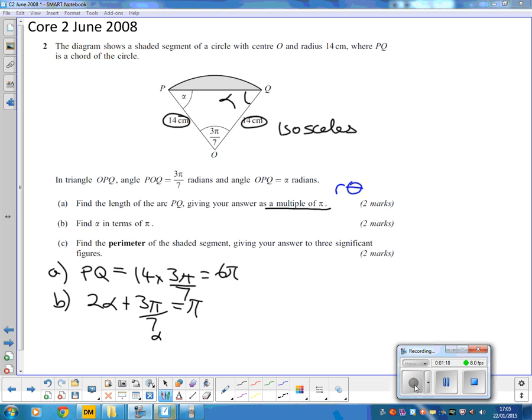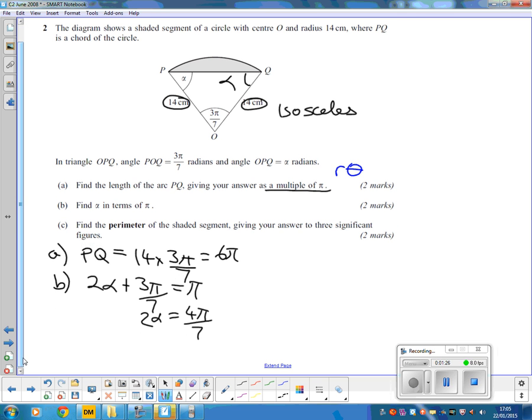So 2 lots of alpha is going to be pi minus 3 pi over 7, which is 4 pi over 7. And we're just going to divide that by 2, so we get alpha is 2 pi over 7.